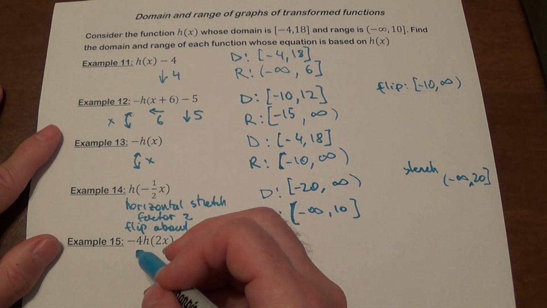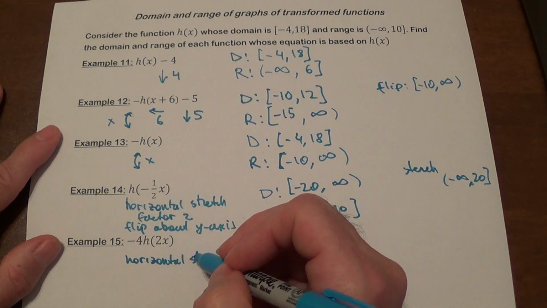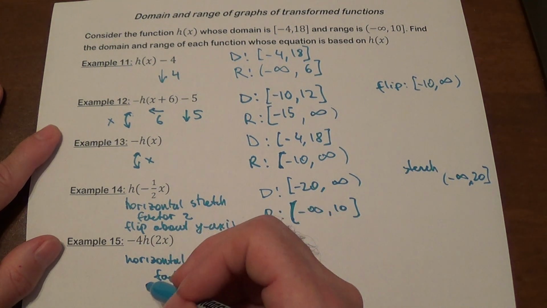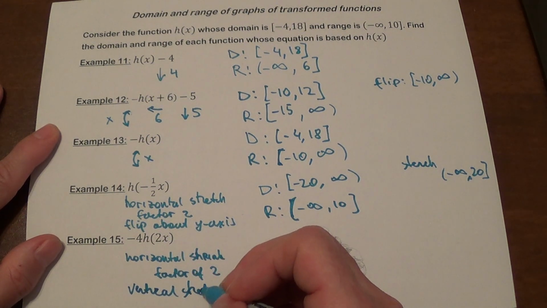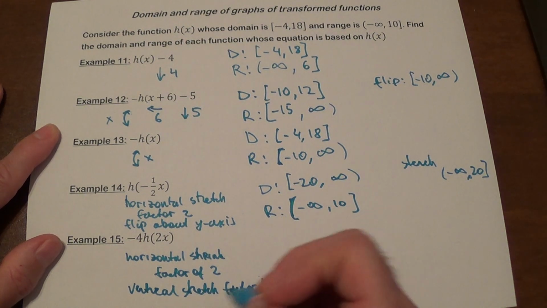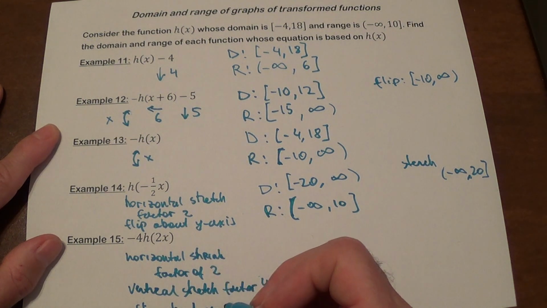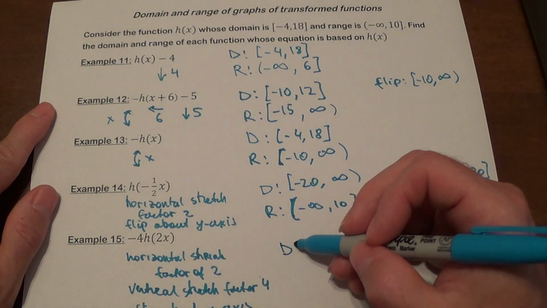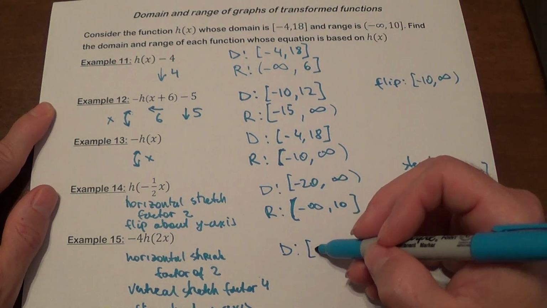The last thing we have here is this has a horizontal stretch. No, it's a horizontal shrink, I apologize. By a factor of 2. And then we're going to have a vertical stretch with a factor of 4, and we're going to have a flip about the x-axis. So the first transformation is going to impact the domain. That means our domain is going to be cut in half. So if our domain was from negative 4 to 18, it's going to become from negative 2 to 9.